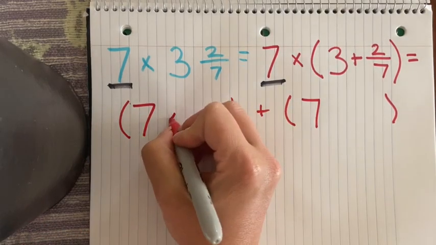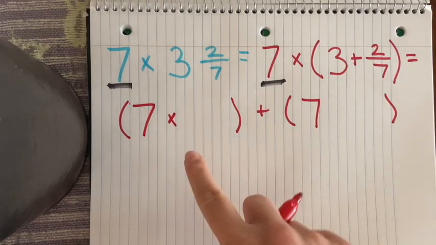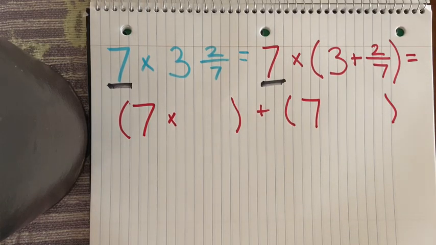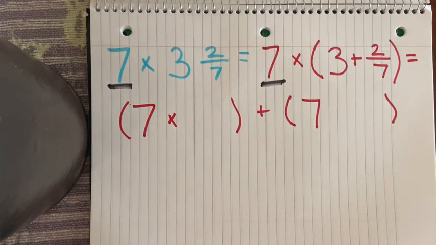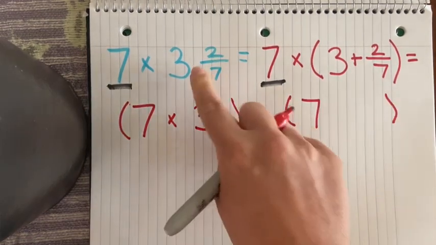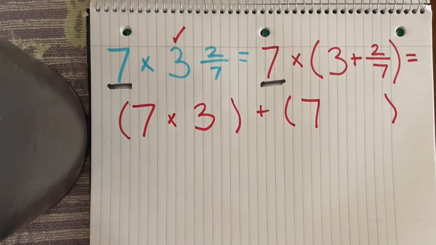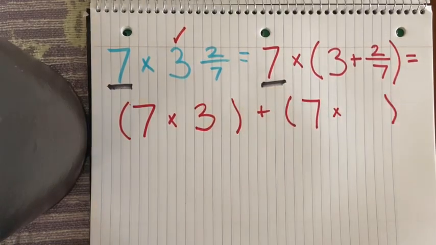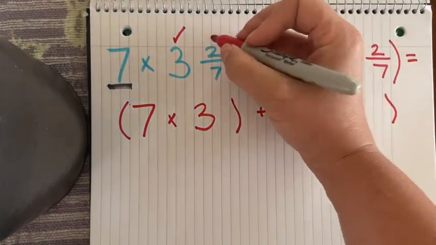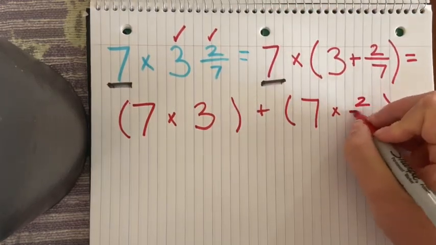Now we can see that we are going to multiply that number with the first part of our mixed number, so the other whole number in this distributive property. What will we be multiplying with 7? Yes, we'll be multiplying it with 3 because that's the first part of our mixed number. So I'm going to check that off. Now I know I'm going to want to multiply 7 with the second part of my mixed number. Good, which is 2/7. I can check that off.